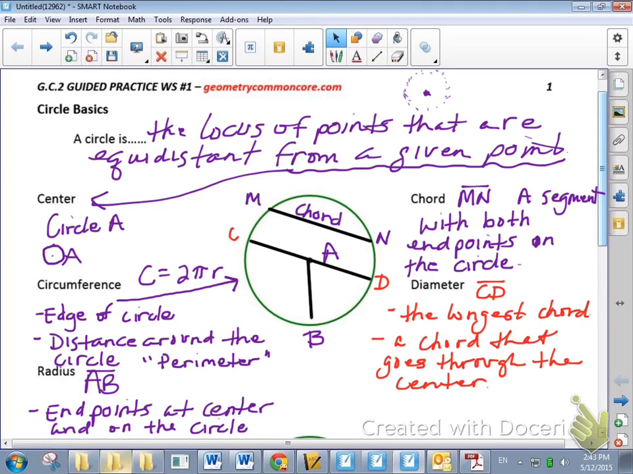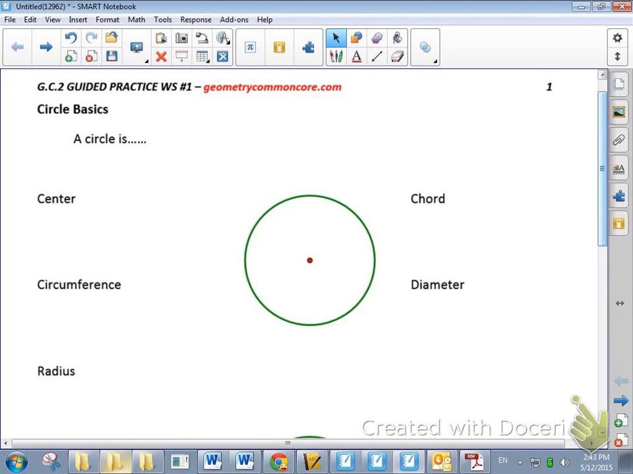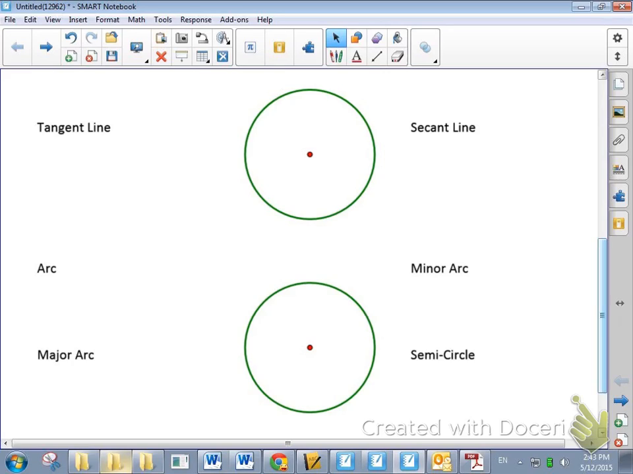Okay, so those are the basics. I'm sure you've heard of some of those terms already. Next, we're going to get into some new terms. And we'll start with the tangent line.